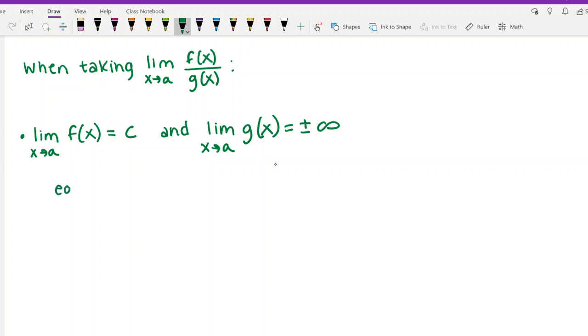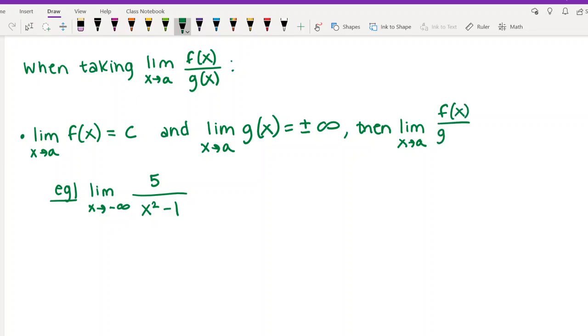So an example of that would be something like the limit as x approaches negative infinity of 5 over x squared minus 1. The limit of the numerator is 5 because it's just 5. And then the denominator, the limit of that would be infinity. And so if you have a denominator that's getting bigger way faster than the numerator, then your overall limit is 0. So if the numerator is just a number or even is 0, and then the denominator is going to infinity or negative infinity, then the overall limit of that fraction is 0.